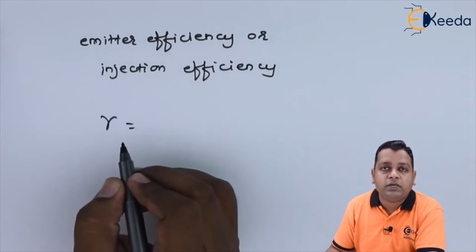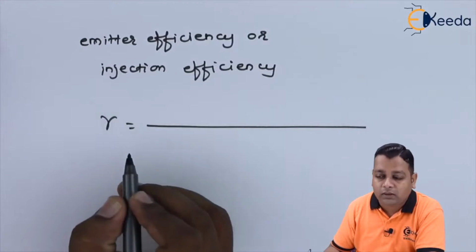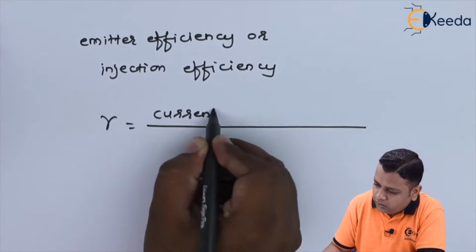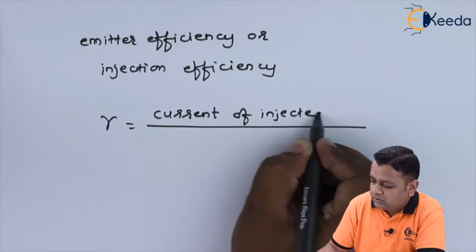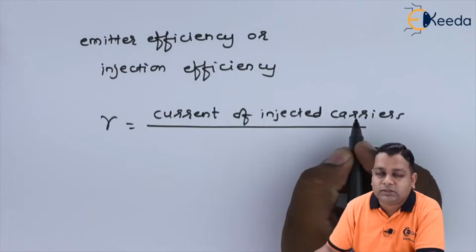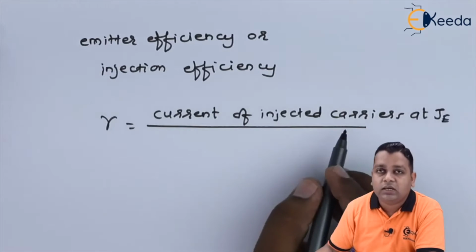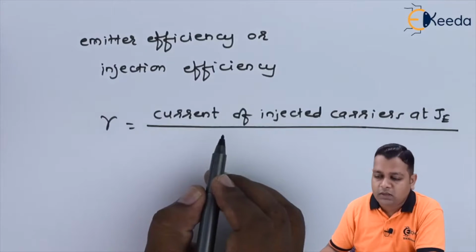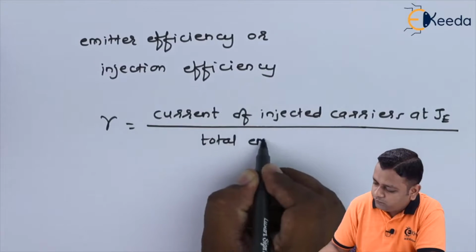The simple definition of gamma can be given in terms of this ratio, where the numerator can be denoted as the current of injected charge carriers. So I write injected carriers at the emitter junction. The emitter junction can be denoted as capital J suffix capital E. While in the denominator we have the total amount of emitter current.